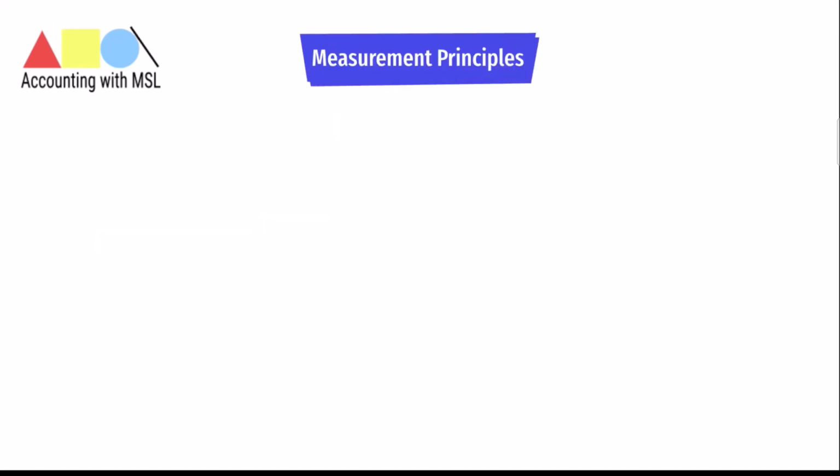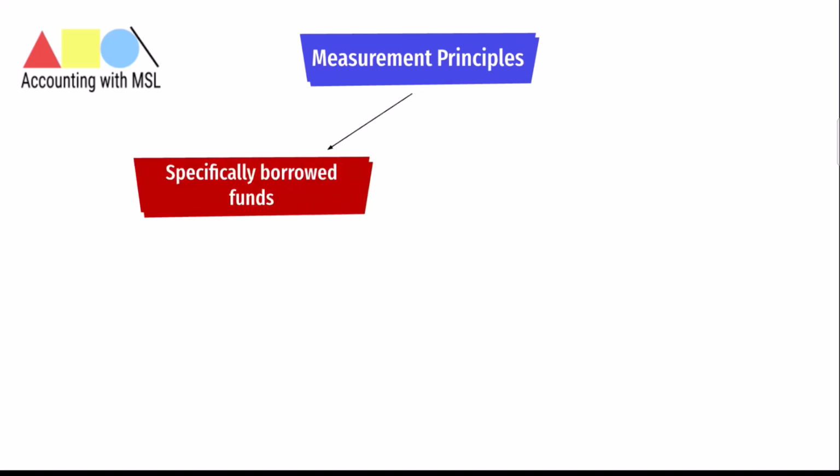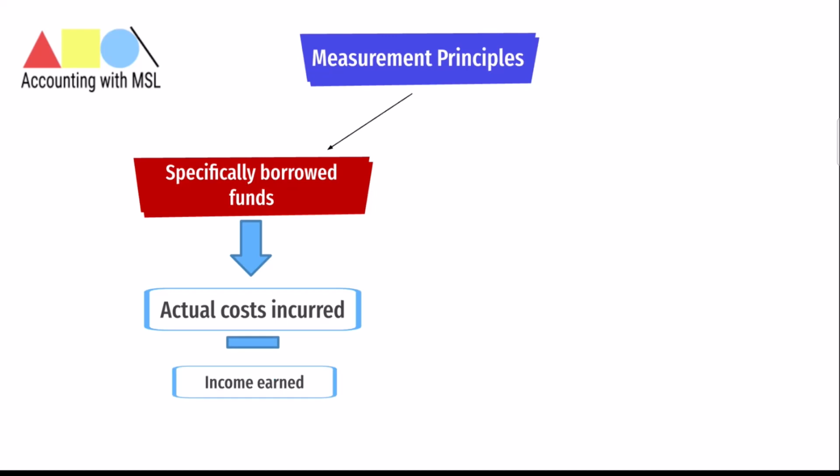Let's look at some specific measurement rules when it comes to IAS 23 borrowing cost. Where funds are borrowed specifically, then costs eligible for capitalization are the actual cost incurred, less any income earned on the temporary investment of such borrowings.